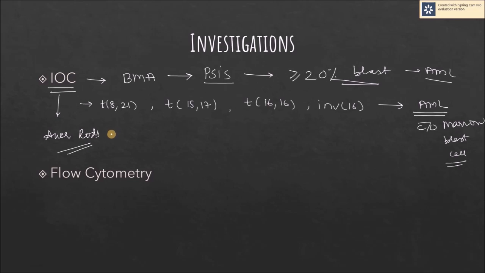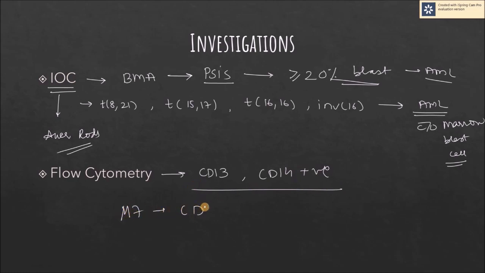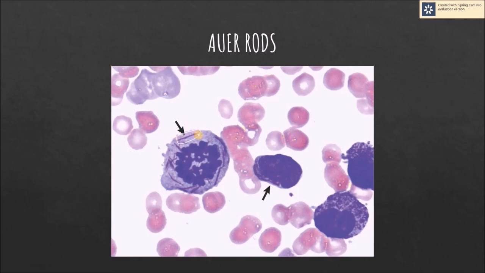On bone marrow aspiration, Auer rods can be seen, which are eosinophilic cytoplasmic granules, needle shaped. Flow cytometry is CD13 and CD14 positive, as we have seen in the previous slide. In the M7 variety, it is CD41, CD61. These are the Auer rods.